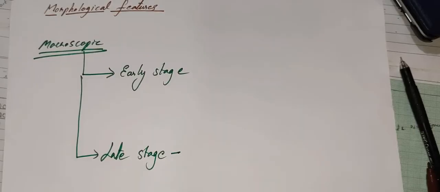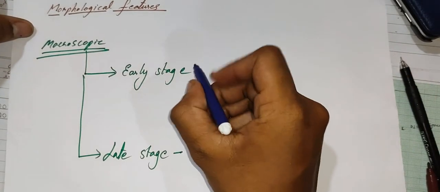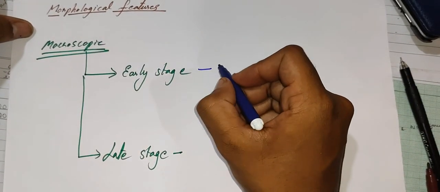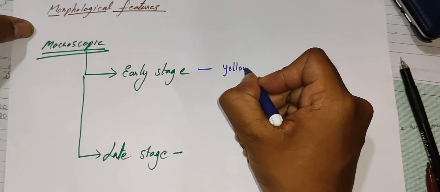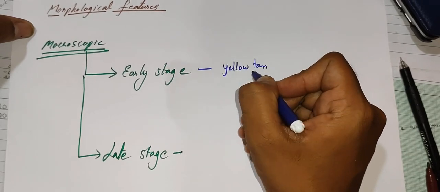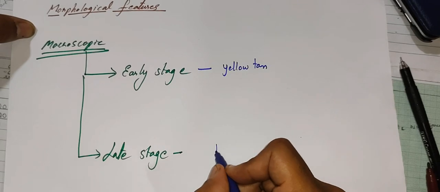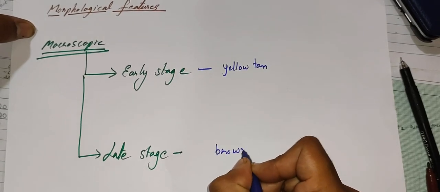Morphological features, which is the most important part in terms of pathology. First let us know about the macroscopic view. Let us learn it in two terms: one is early stage and late stage of cirrhosis. I will be comparing both of them. In case of early stage, the liver appears yellow tan, and in case of late stage, it appears brown.